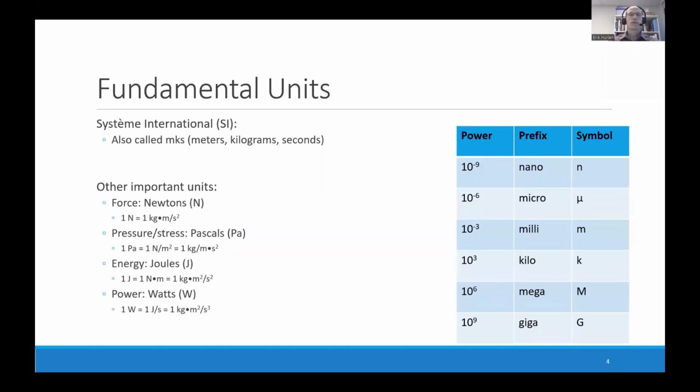Other important quantities in thermodynamics are listed here. In the SI system, we have force, which is measured in newtons, which are equivalent to kilogram meters per second squared, breaking it down into the fundamental dimensions we just saw. Pressure is also important, measured in pascals. Energy, measured in joules, and power, measured in watts. Also, the SI system uses prefixes quite a bit to have more manageable numbers, so knowing the meaning of these prefixes is crucial.